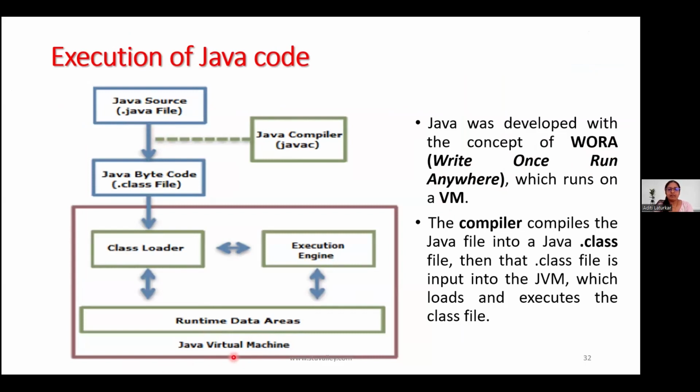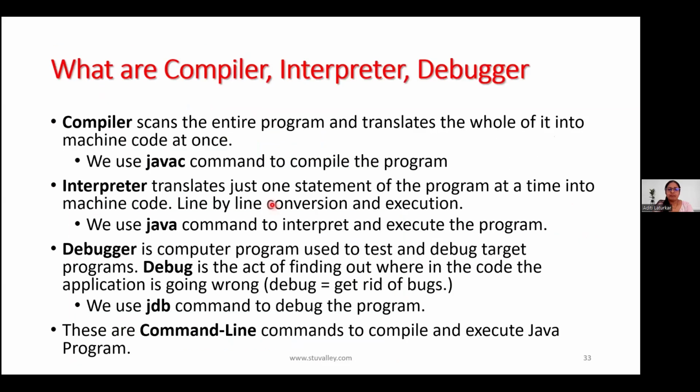Okay. Then the compiler compiles this Java file, that is the source file, and creates the .class file, that is Java bytecode. And this .class file is input into the JVM, which loads and executes the class file. And we will get the output, that is the machine code converted.